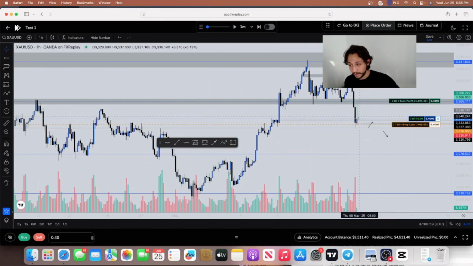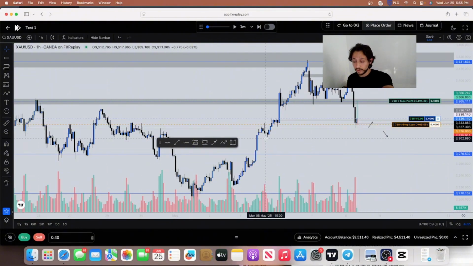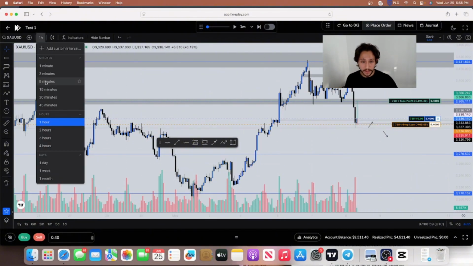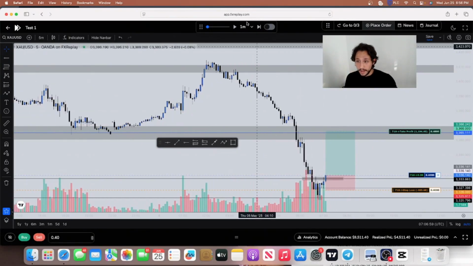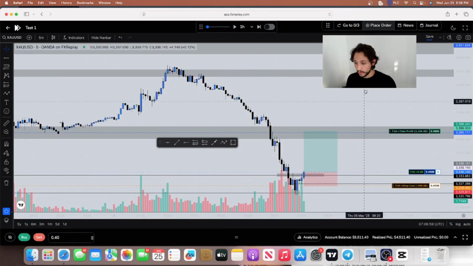Now, obviously, if this buy position over here, or this sell position over here, fails and we start breaking underneath these levels, then we just simply react and adapt, right? But very simple. We're going to put this on the 1 hour and we're going to press play. Let's see what happens. What do you guys think?